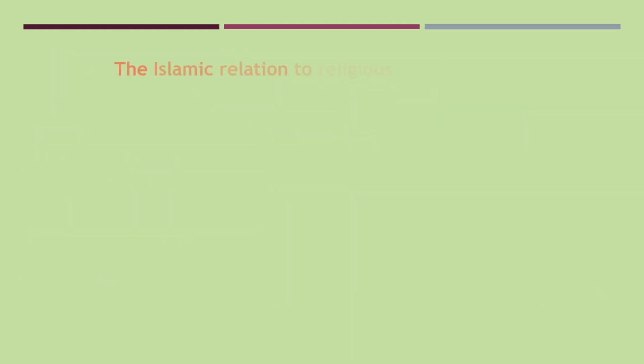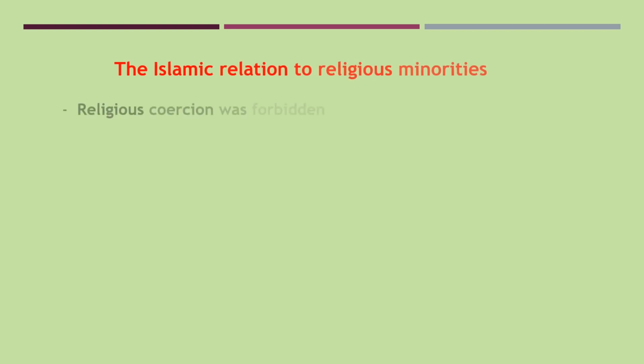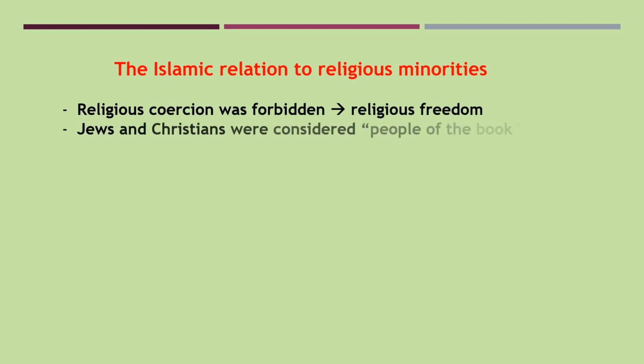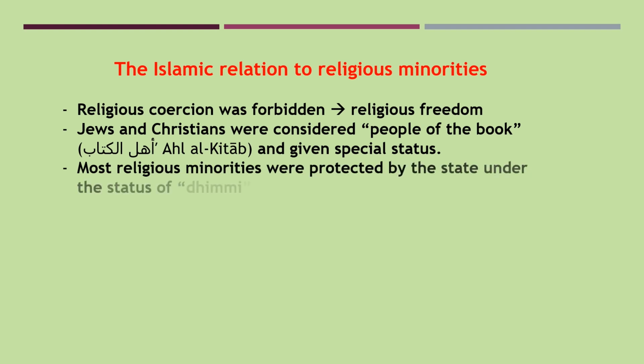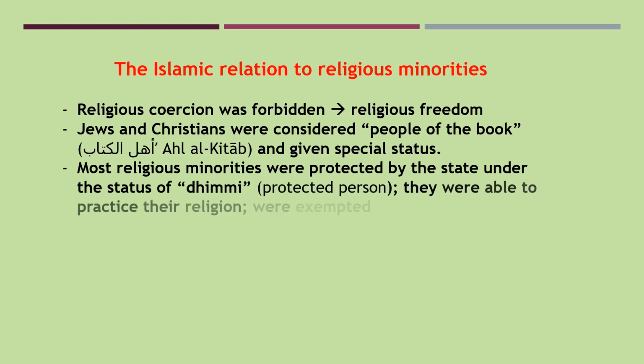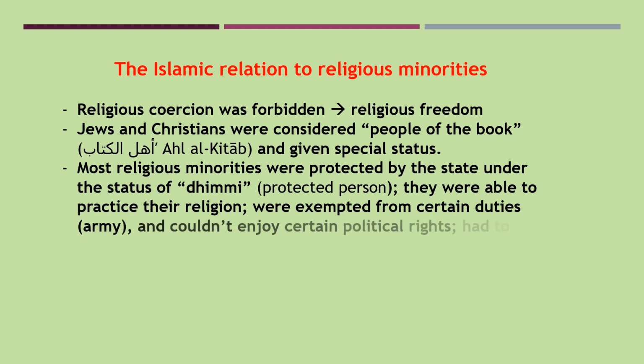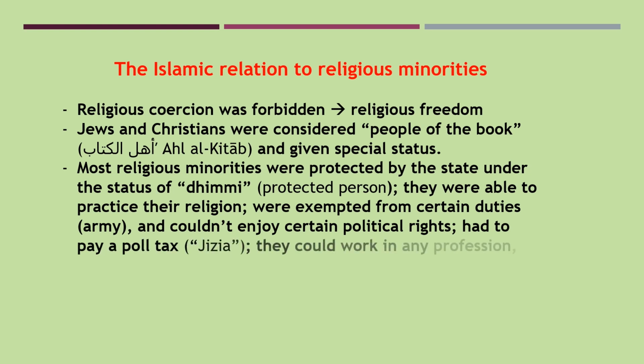Under Islamic rule during the times of the Islamic Caliphate, religious coercion was forbidden. In fact, it is forbidden by the Quran. It means that Muslims should not be trying, in a missionary way, to coerce and bring others into the fold of Islam. Jews and Christians were considered the people of the book, Ahl al-Kitab, and therefore were given a special status called dhimmi, though there were other religious minorities that also were awarded this status of dhimmi, which basically means protected person. It meant that the state would protect these religious minorities.